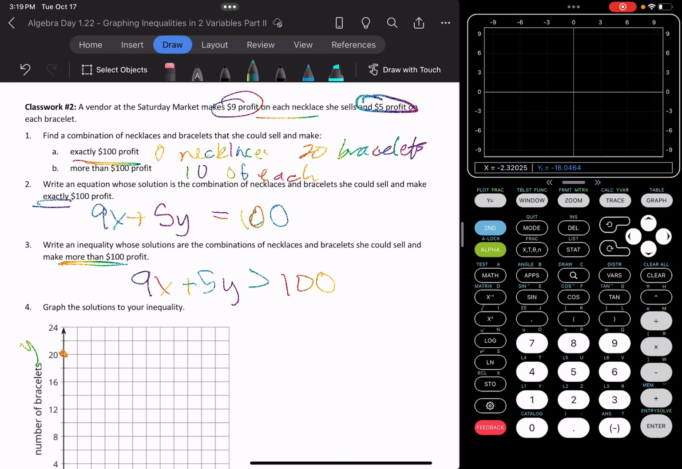And then to graph this, we have the y-intercept already as 20. But we can also put this in slope-intercept form to help us figure that out. So we have 5y is greater than negative 9x plus 100. Divide both sides by 5. We get y is greater than negative 9/5 x plus 20. So the slope is negative 9 over 5.